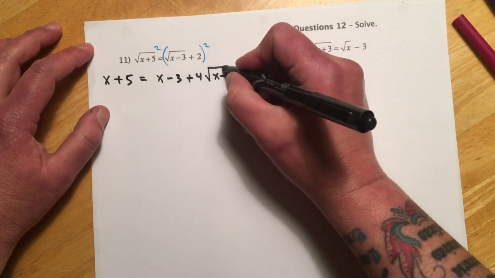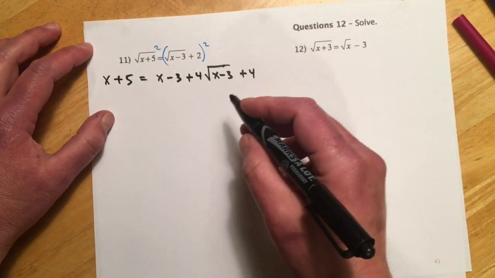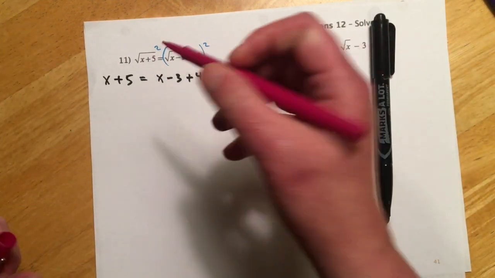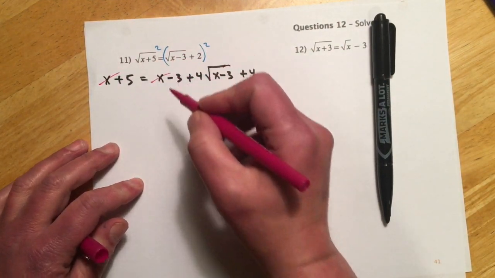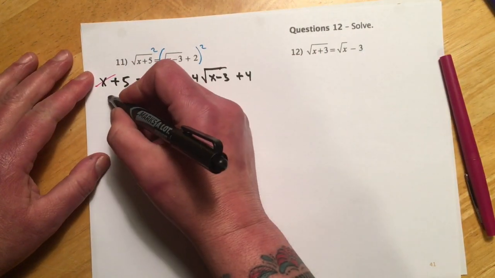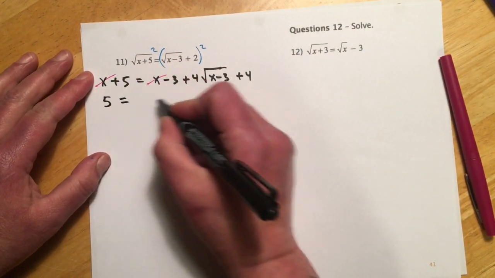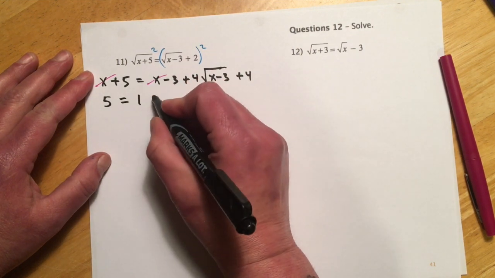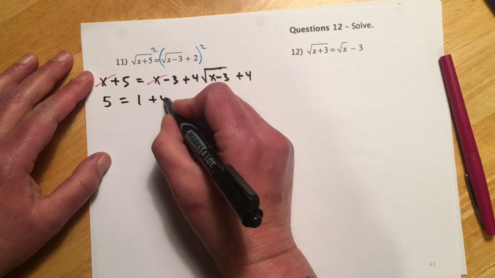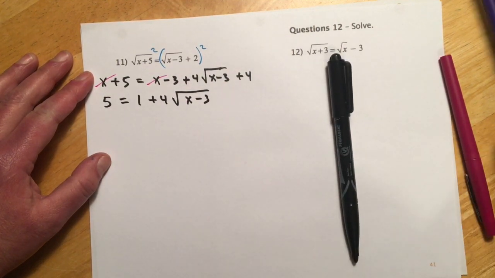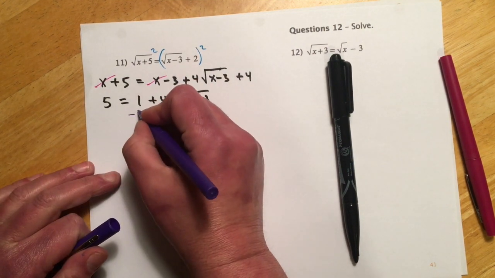So now what I want to do is isolate the radical. So first off, I can cancel these x's from both sides. And I think I'll collect like terms. So 5 over here, and this is 4 and then negative 3, so that's a 1. And that'll be plus 4 and then root x minus 3. And then I'm going to move the 1 over.